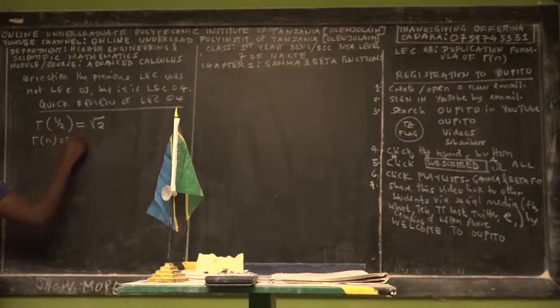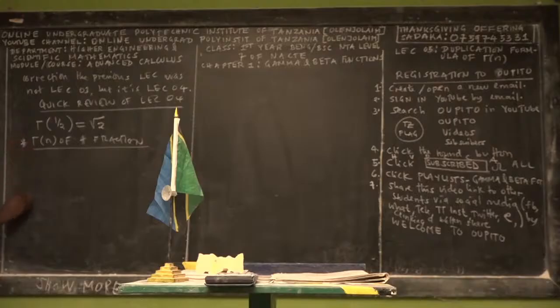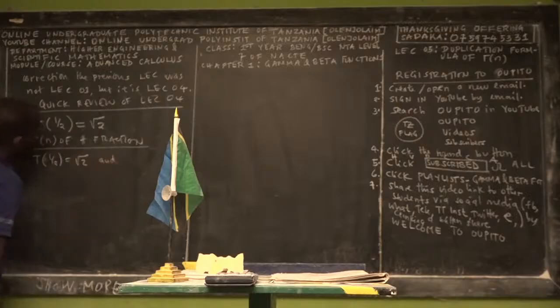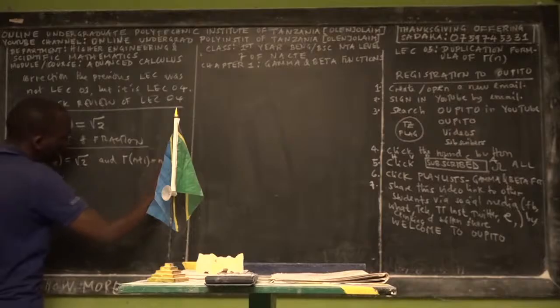of a positive fraction. And with this concept, we taught you that you have to use two properties. That gamma of a half is equal to the square root of pi, and also we have to use this formula: for positive n, gamma of n plus 1, which is the recurrence formula, is equal to n gamma of n.